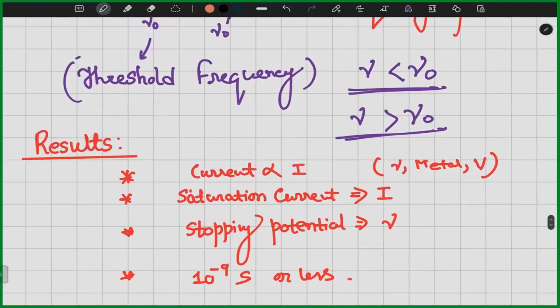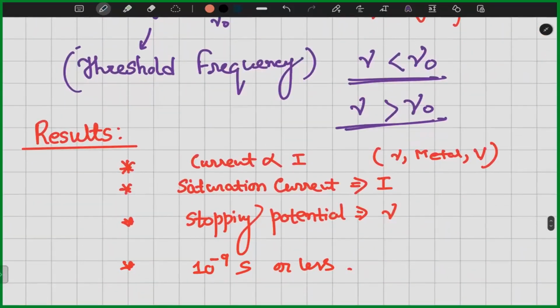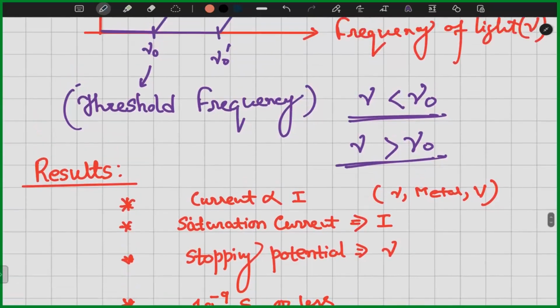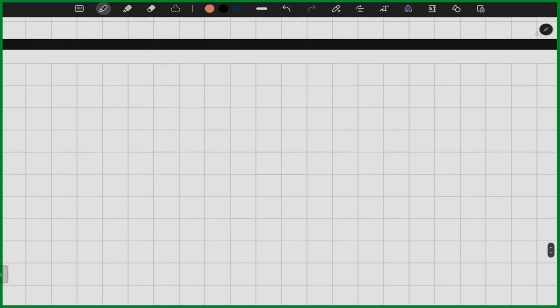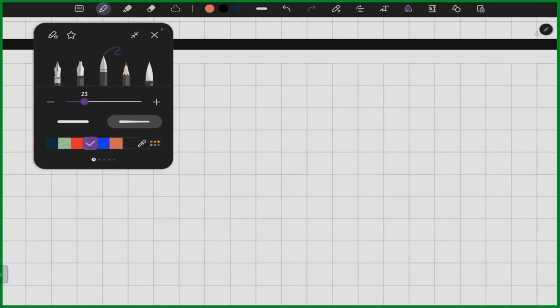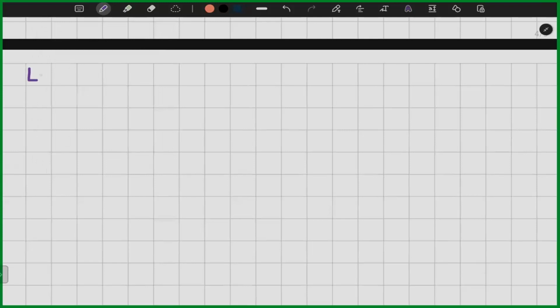Another result was that this overall phenomenon is instantaneous. The photoelectric effect is an instantaneous phenomenon. So now we have to explain this. Okay, let us start today's class, lecture 3, formally. Lecture 3, and today is 4th April.